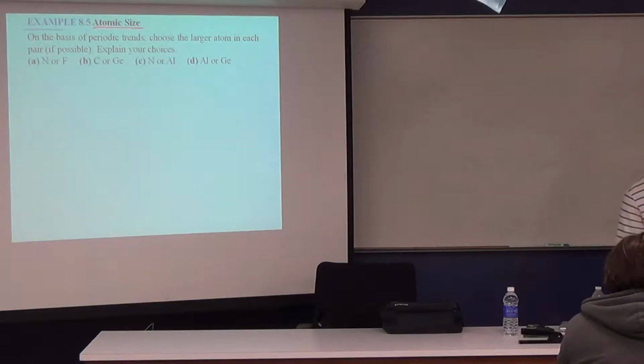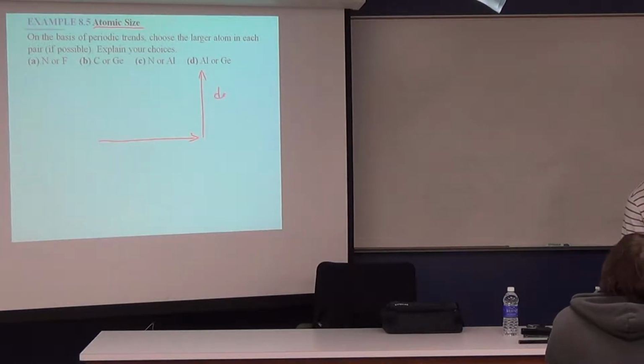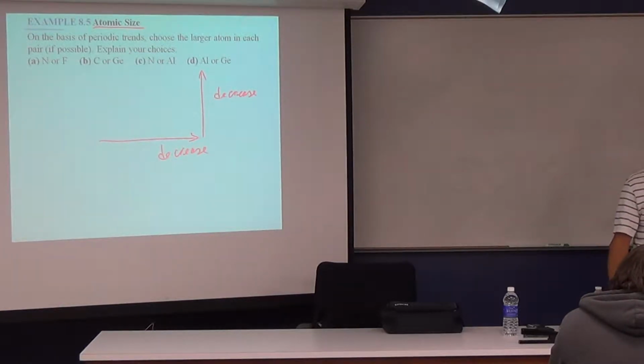One pattern is about the atomic size. When we talk about patterns, usually we talk about the pattern in the same group, or the same column, going up and down. We also talk about the same period, going from left to right or right to left. For this atomic size pattern, both of these arrows will be our decrease direction.